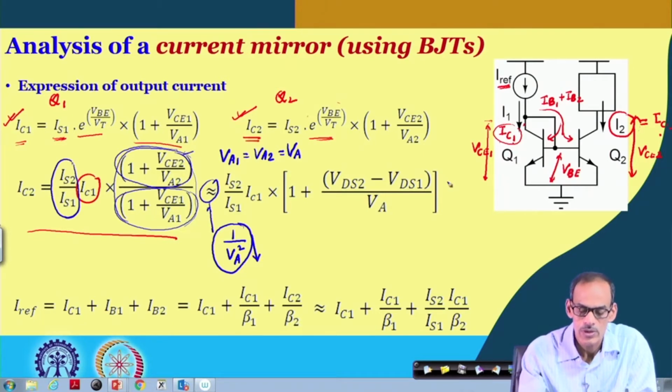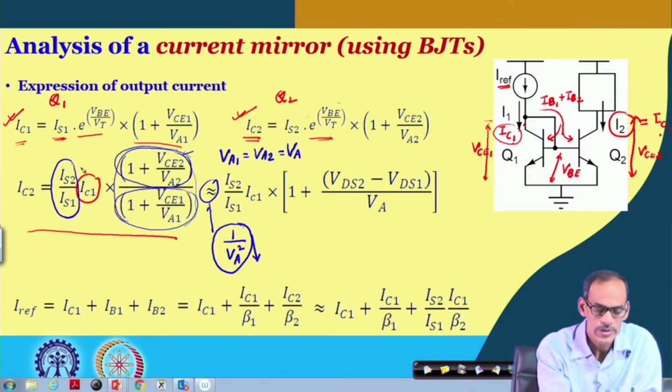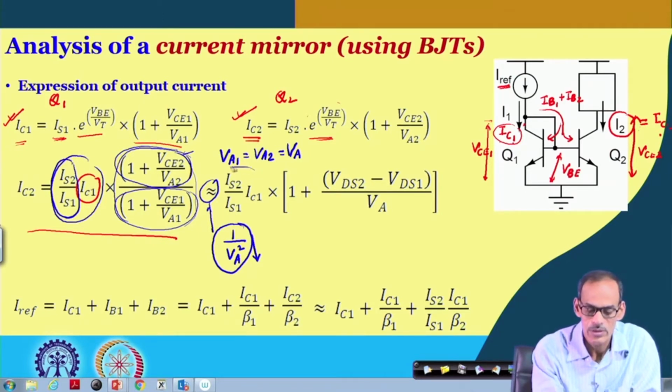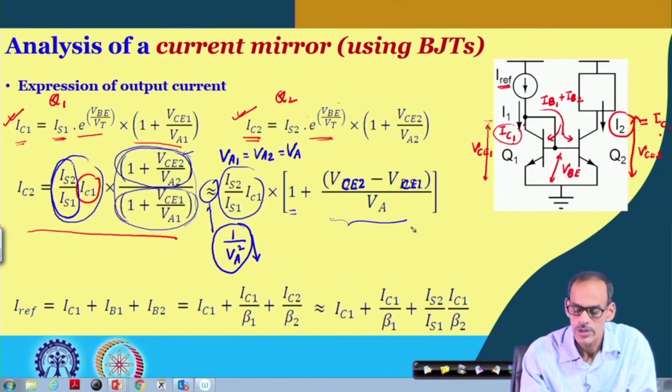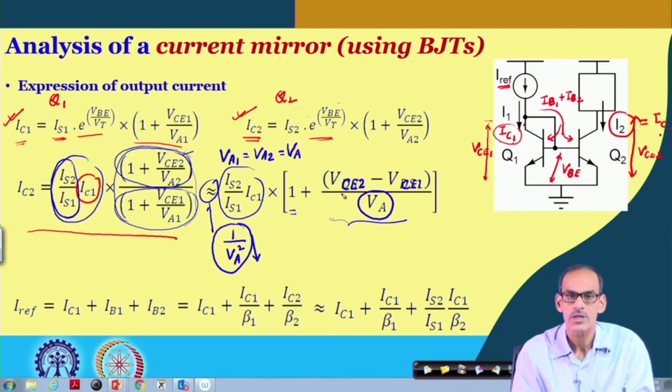In this approximation, what we have is this main factor multiplied by 1 plus, sorry, this should be VCE2 minus VCE1. So, in case the VCE of the two transistors are equal, this part will be equal to 0, but if they are different, then we will get a value, and this additional component of course depends on the value of this early voltage.